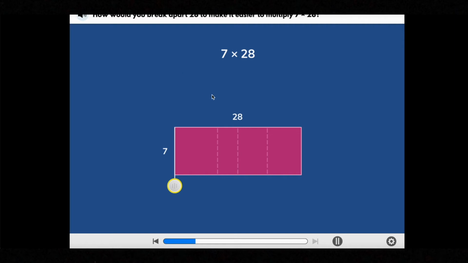As you can see, the computer talks to the student to help the student through. This says, how would you break apart 28 to make it easier to multiply 7 times 28? Then we can take the cursor and do it. Once again, this is an interactive system, so these are things that the student can do in order to help, and they can see.